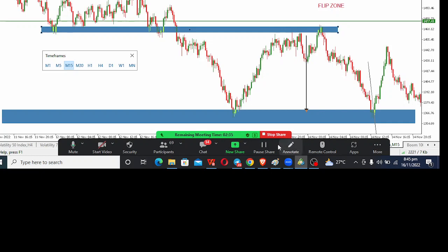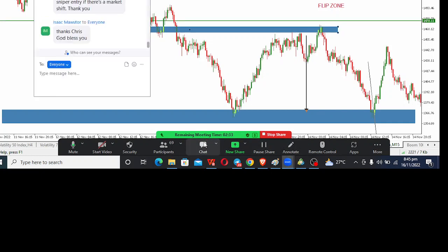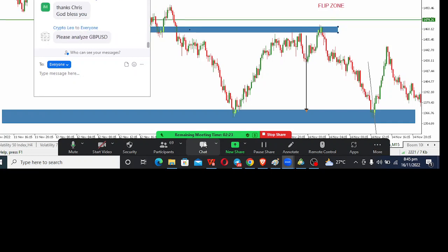So I need your suggestions in the chat box. Tomorrow we are going to go into details on what trend lines are, how you can draw your support and resistance with trend lines, and how to know whether a trend line has been broken, whether it's still valid or not.